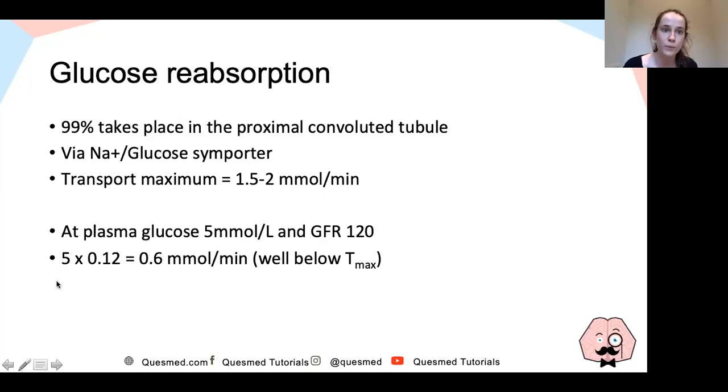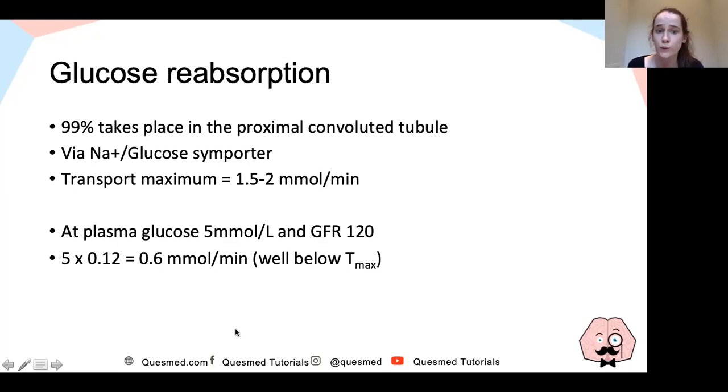Okay, glucose reabsorption is via the sodium glucose symporter. So what symporter means is that the glucose and the sodium are both going together through the carrier protein, in the same direction. And because this is a carrier protein, in the same way as enzymes can become saturated, so can these transporters. And they have a transport maximum of around 1.5 to 2 millimoles per minute. Some nephrons will have a higher transport maximum and some will have a slightly lower transport maximum, okay?